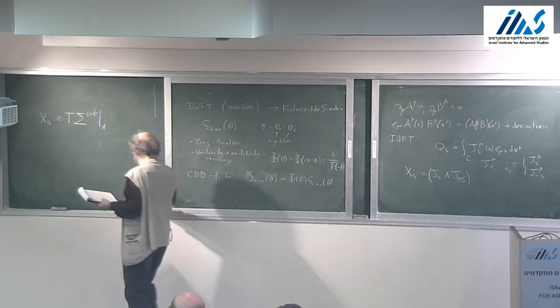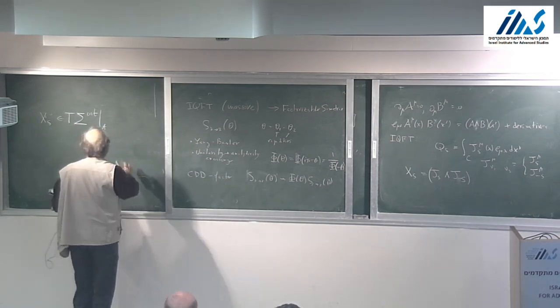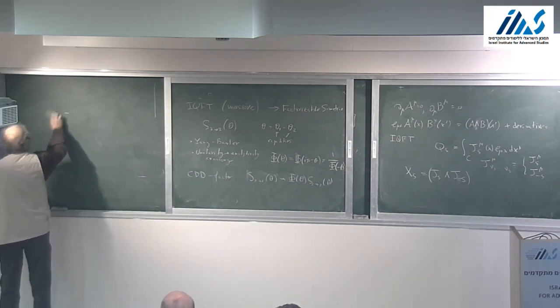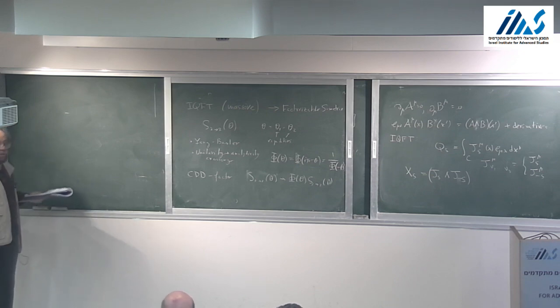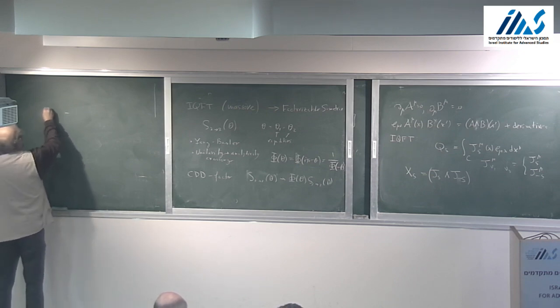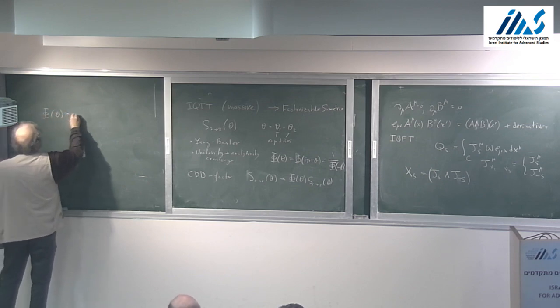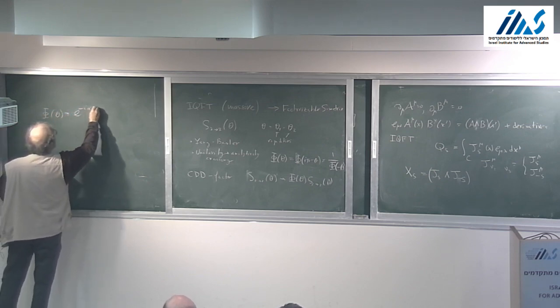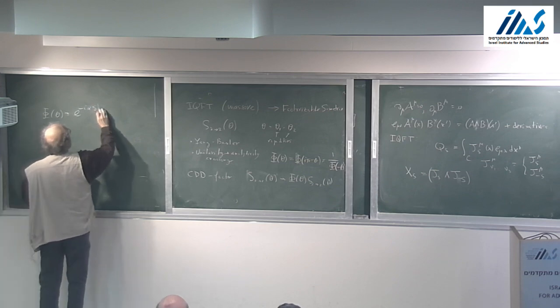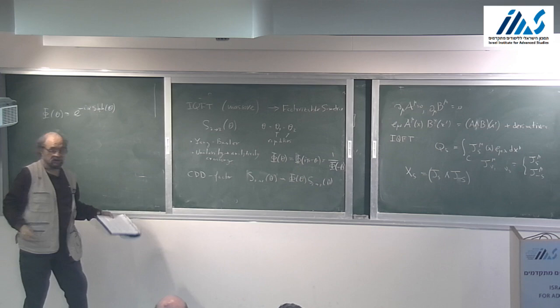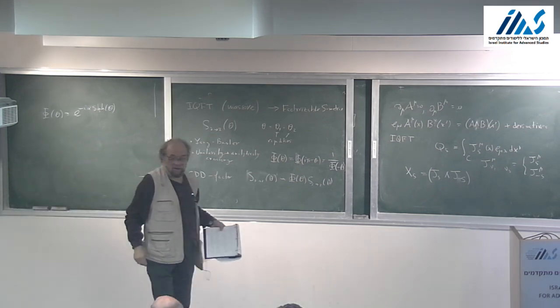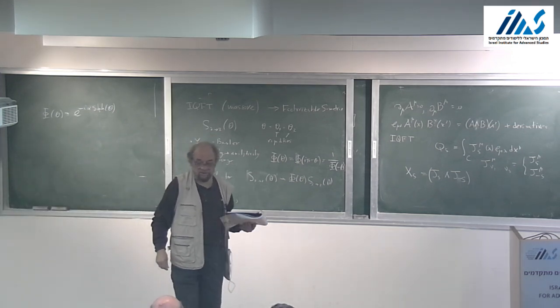Anyways, this dressing factor, which we discovered in the T-Tbar flow, was phi of theta equal to minus i alpha hyperbolic sine of theta. All right, and you could check that it satisfies all these requirements.